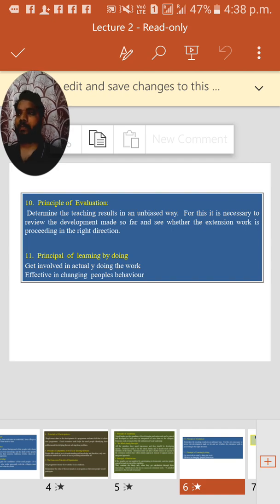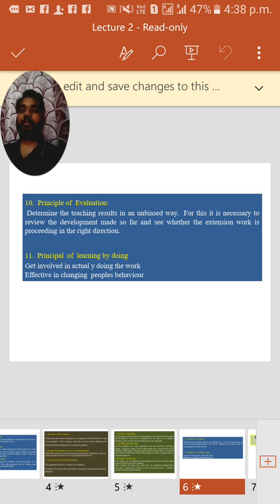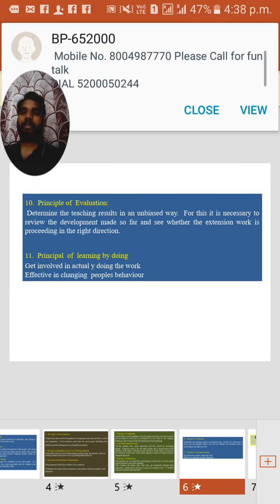Evaluation has so many types: external evaluation, internal evaluation, summative evaluation, formative evaluation, formal evaluation, informal evaluation. But we should know which type of evaluation needs to be done for that scheme, that project, so that we implement that type of evaluation in the project.